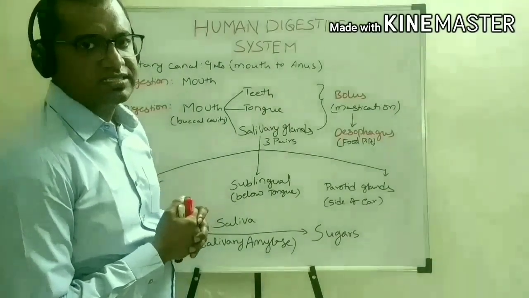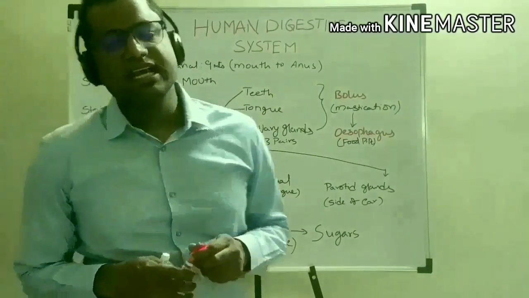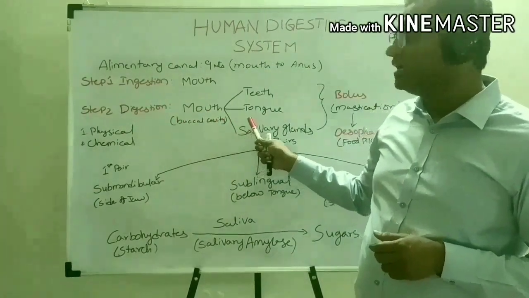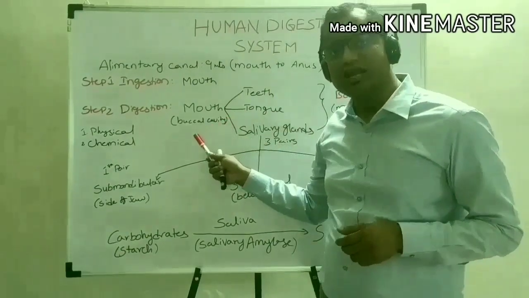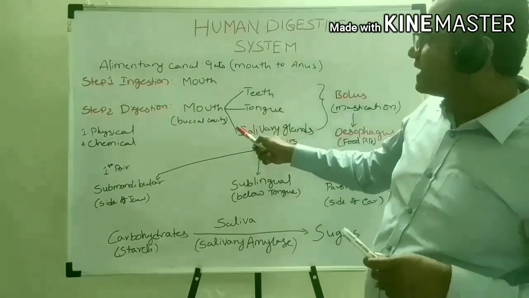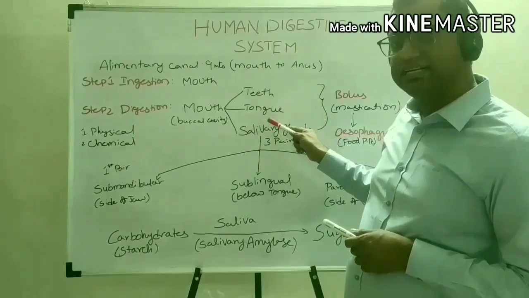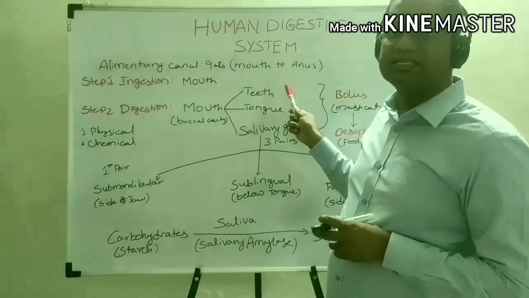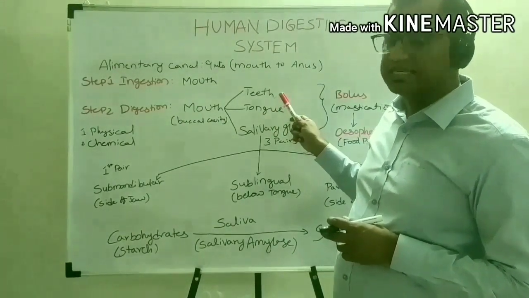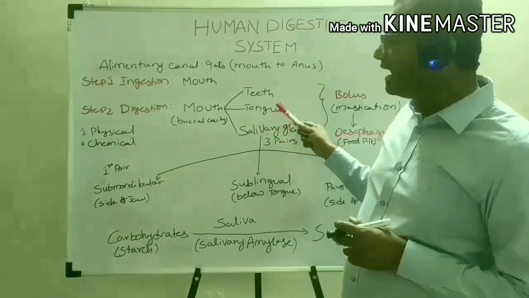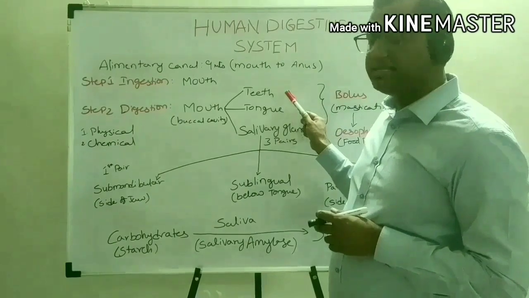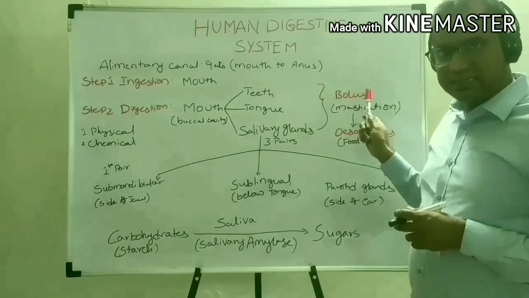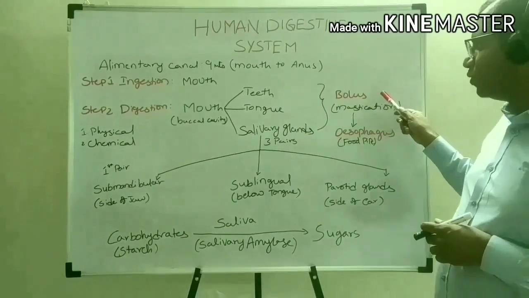Coming to the major part of the digestive system, that is digestion, which is the second step. Digestion starts at the mouth. The mouth is also known as the buccal cavity. This buccal cavity consists of teeth, tongue and salivary glands. Teeth cut the larger pieces of food into smaller pieces. Salivary glands secrete saliva and the tongue mixes the smaller pieces with saliva and makes them into a slippery lump. This lump is known as bolus.